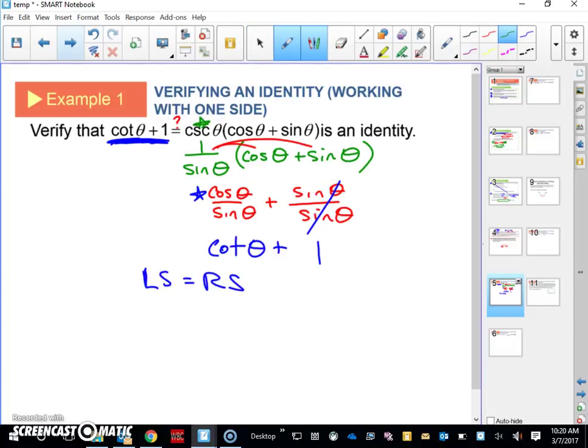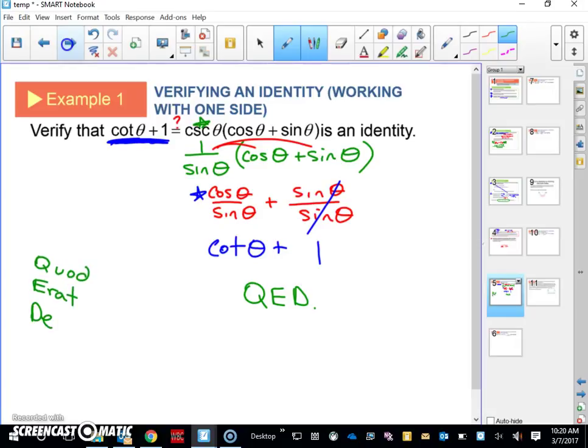When you're finished, you're going to write QED. QED is a Latin acronym: Quod erat demonstrandum. And you're probably going to recognize one of those words, even though you don't speak Latin. You're probably going to recognize one of those words has something to do with the word demonstrate. I was asked to prove or verify that that equation was an identity, and I just did that. I just demonstrated what I was supposed to do.